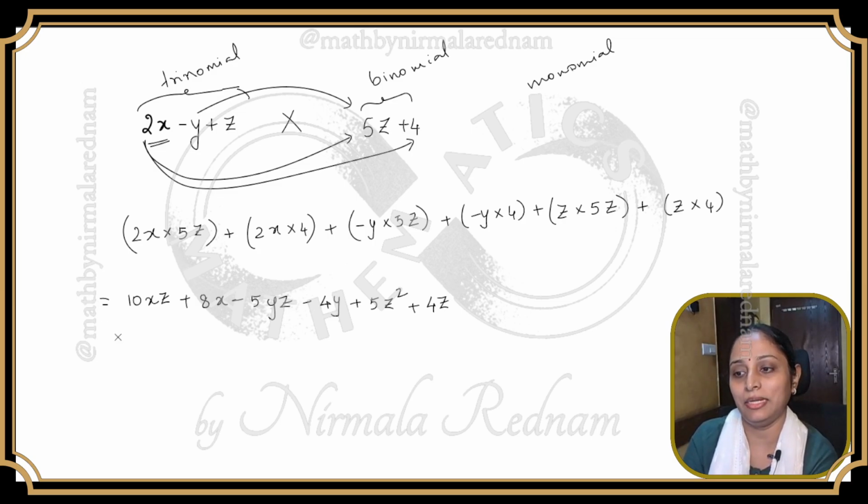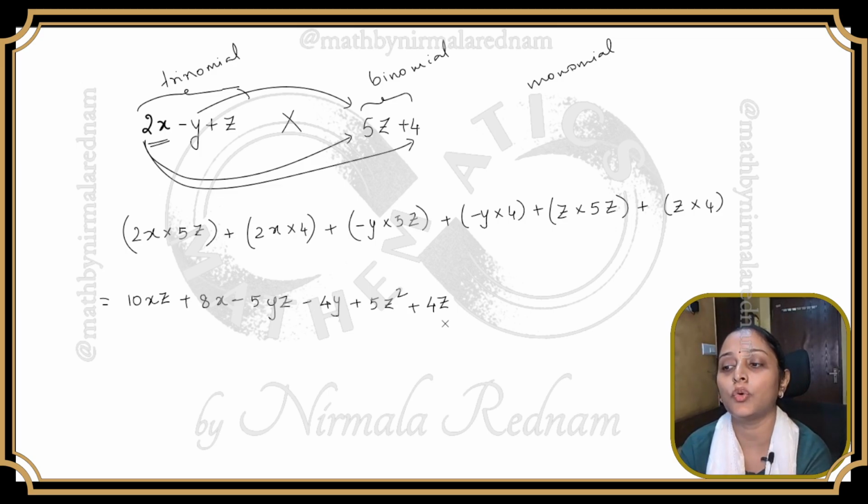In this example that we have taken, there are no like terms. So how do you check that? If I have xz here, I'll check whether there is any other term which has xz. It doesn't have. Next, second term is x. Is there any other term with x? No. Then I have yz. Again, there is no other term. y, there is no other term. z square, no other term. And z, there is no other term. That's it. This is how you are going to multiply two algebraic expressions that are given to you.